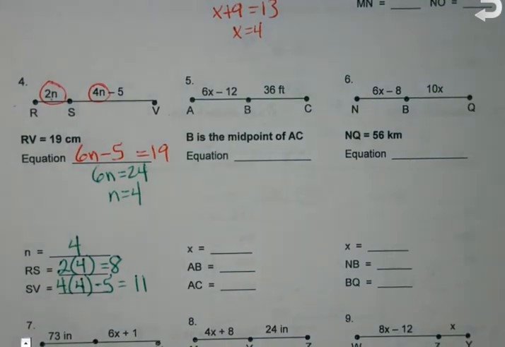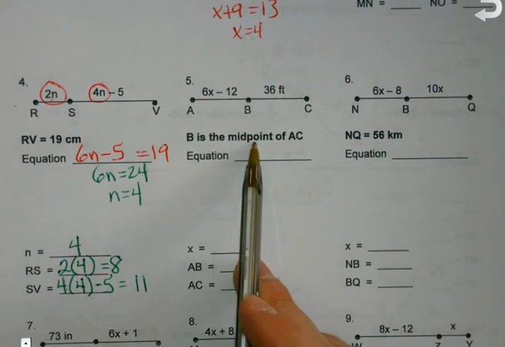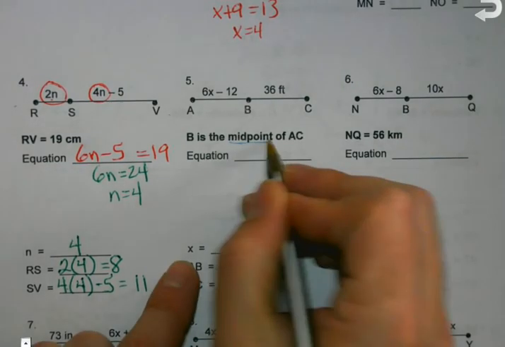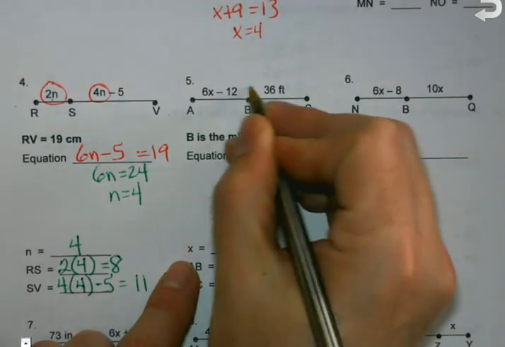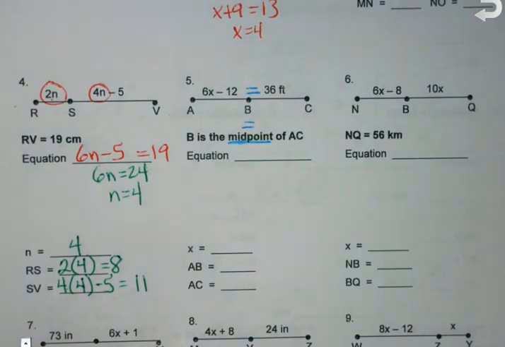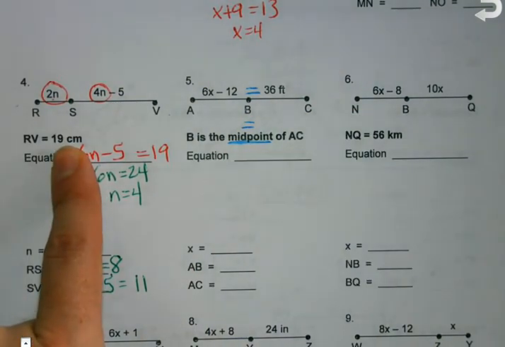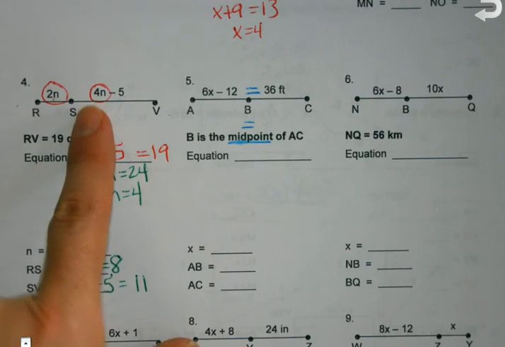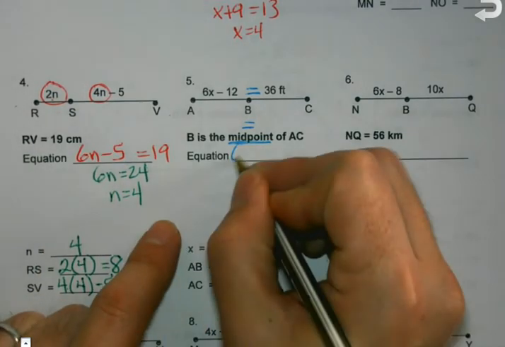And the only other type that we're really dealing with here on these is midpoint. But we did midpoint yesterday. Midpoint is just equal. Okay? So when they give me the length of the whole thing, I add them up. But if they give me midpoint, I just set them equal to each other.